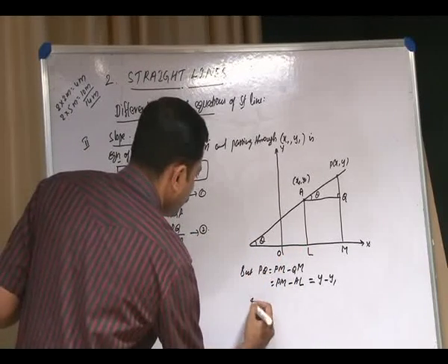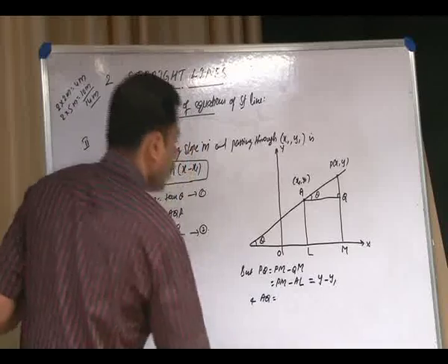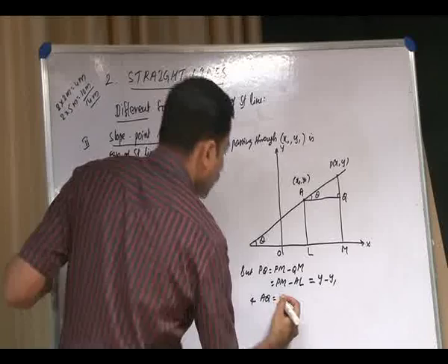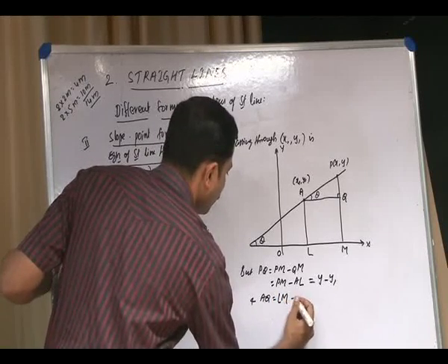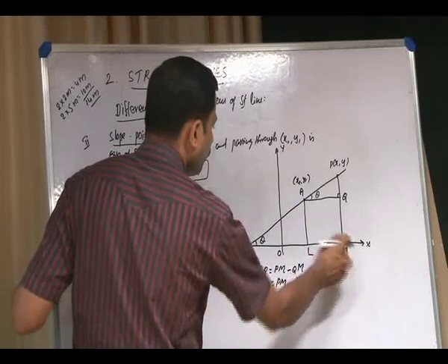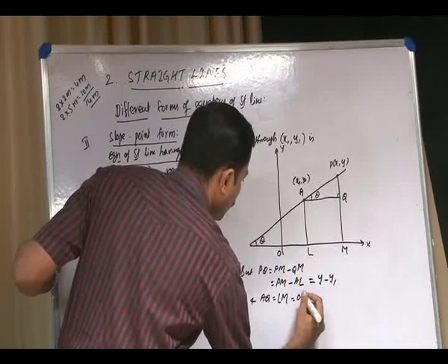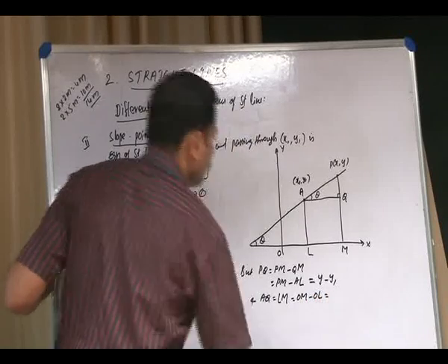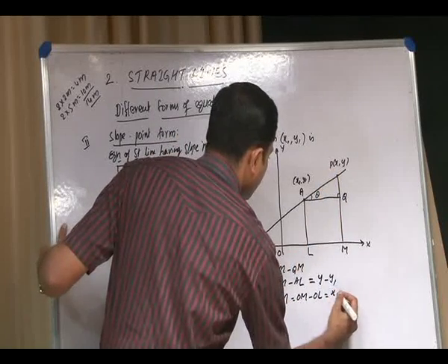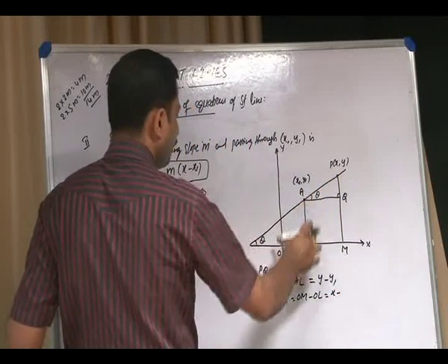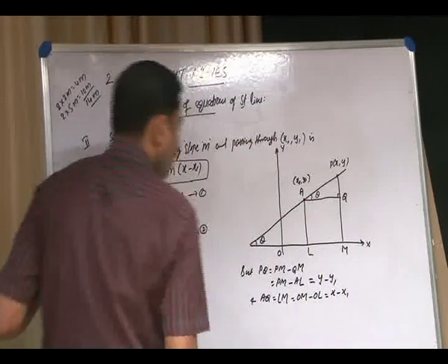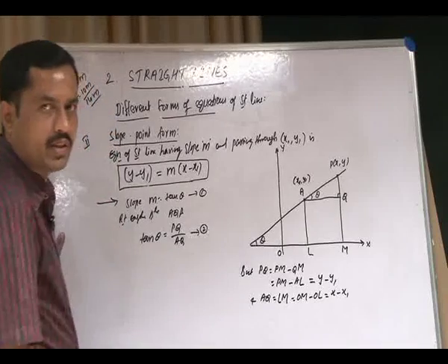And AQ is this distance in the figure. AQ is numerically equal to LM from the figure. AQ is equal to LM, and this LM can be written as OM minus OL. Here OM is the x coordinate of point P, which we took as x, minus OL, which is the x coordinate of point A, taken as x1. Therefore AQ is equal to x minus x1.